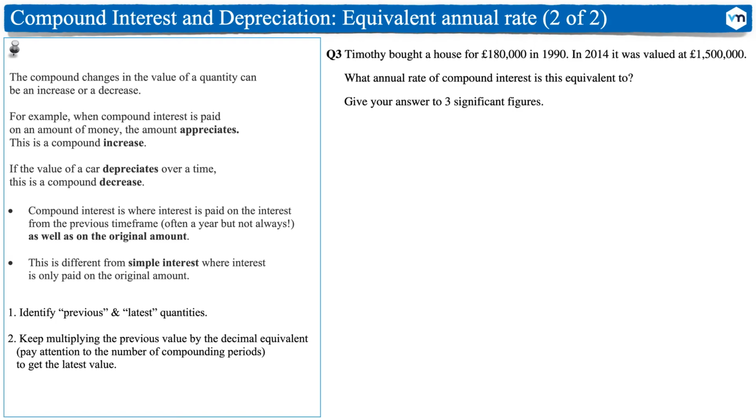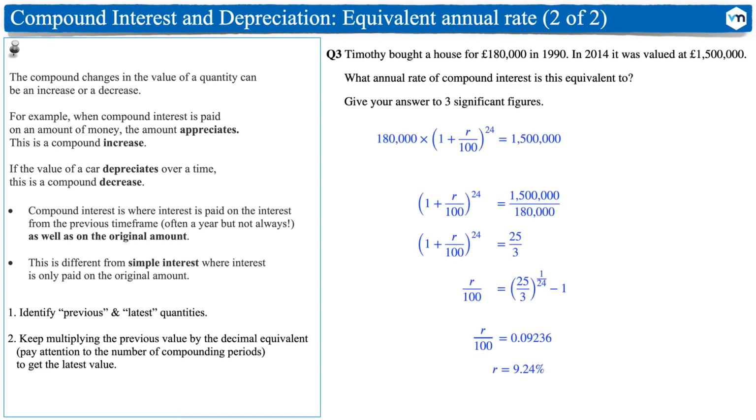Now we can start with the following. 180,000 multiplied by 1 plus r over 100, all raised to the power 24, equals 1,500,000. That's because this is 24 years later, and r is going to represent the equivalent annual rate of compound interest. So 1 plus r over 100, all raised to the power 24, equals 1,500,000 over 180,000, and this simplifies to 25 over 3.